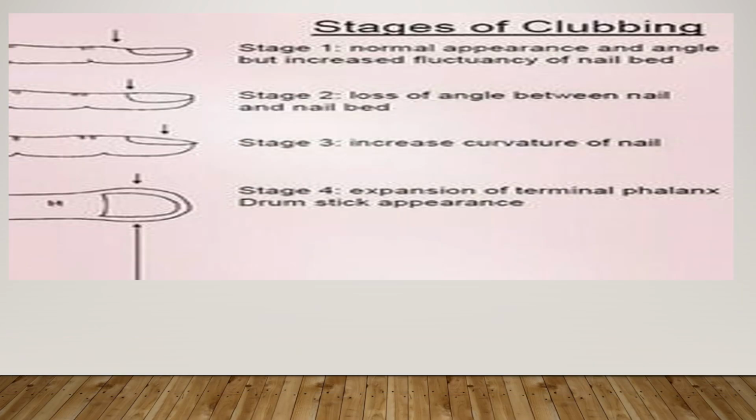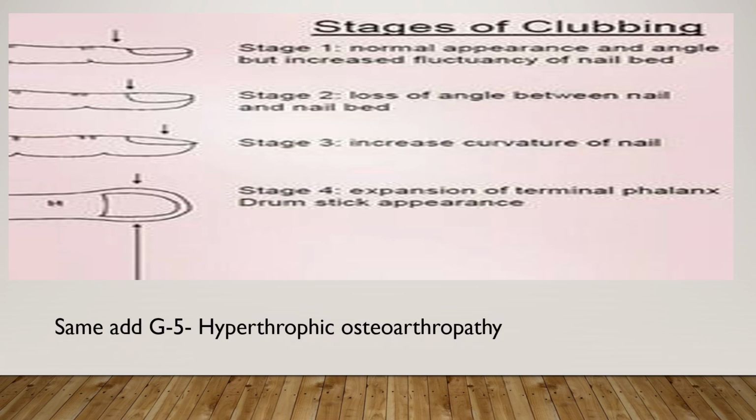When we see the different stages of clubbing, there are around 4 to 5 stagings of clubbing based on the different textbooks that we used as a reference. Grade 1 is referred to as softening and fluctuation of the nail beds, whereas grade 2 is referred to as loss of angle or obliteration of the nail bed and the proximal nail folds, and grade 3 is increased convexity of the nail folds, and grade 4 is thickened distal phalanx, and some call grade 5 hypertrophic osteoarthropathy. So we should grade the clubbing when there is clubbing in children.